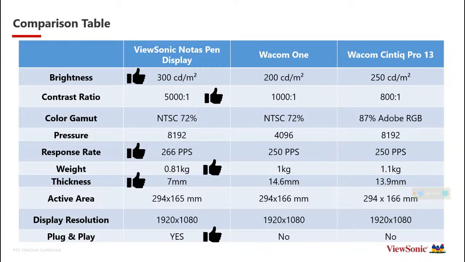In the contrast ratio, we also excel compared to the 1,800 of Wacom and Cintiq Pro. The Notas pen will be 5,000. And the color gamut is the same for Notas and the Wacom One. Then you can see Cintiq Pro is at 87% RGB. For the pressure level, we also excel, but if we compare to Cintiq Pro, the pricing is much higher and it is not an entry product.